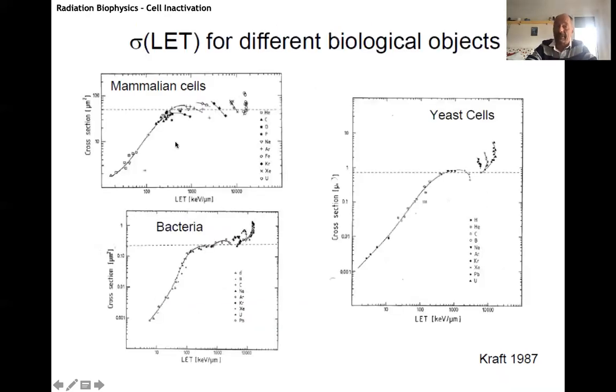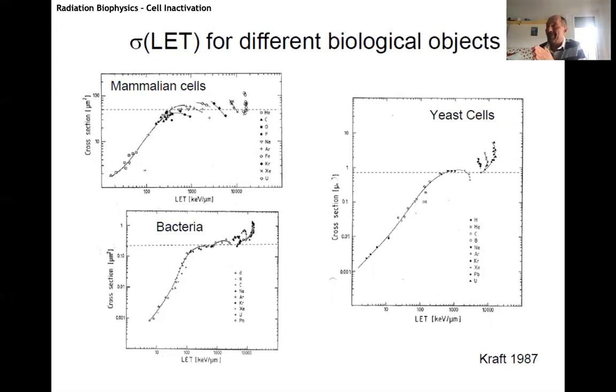As a matter of fact, you see, this is for mammalian cells. If you do the same experiment in yeast or in bacteria, you see that in yeast, the saturation cross-section is about 1 square micron, which is approximately the size of a yeast cell. And for bacteria, the saturation cross-section is in the order of 0.2 square microns, which is approximately the size of a bacteria.